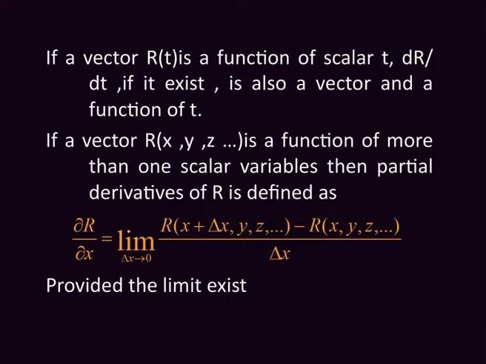If a vector r(x, y, z, and so on) is a function of more than one scalar variable, then the partial derivative of r is defined as ∂R/∂x = limit as Δx tends to 0 of [R(x + Δx, y, z, ...) minus R(x, y, z, ...)] over Δx, provided the limit exists. Here we have defined the partial derivative in which x is the variable that changes, and y, z and other variables are treated as constant.